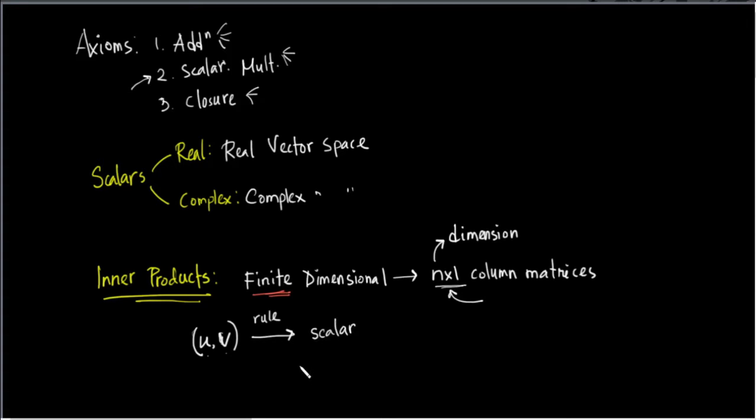Well, simple enough. Basically, an inner product is like a machine. To this machine you give two vectors as input, one vector u and one vector v, and the machine outputs a number.